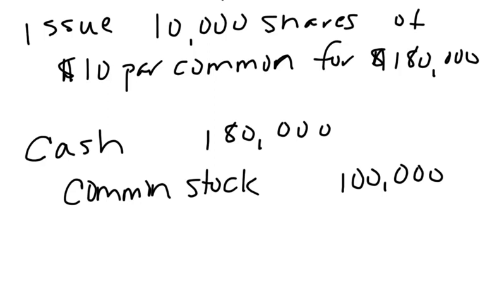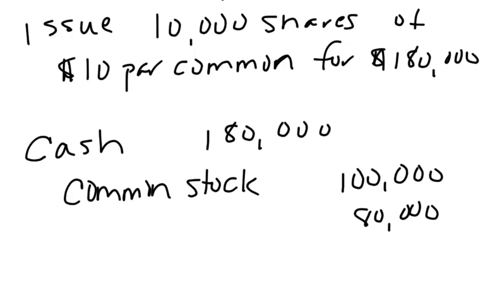Now it doesn't balance. I still need the rest. The amount that was over the par, the $80,000, needs to go somewhere as well. It still needs to go into an equity account to show additional paid in capital. Because in total, someone paid us $180,000 for ownership in our company.